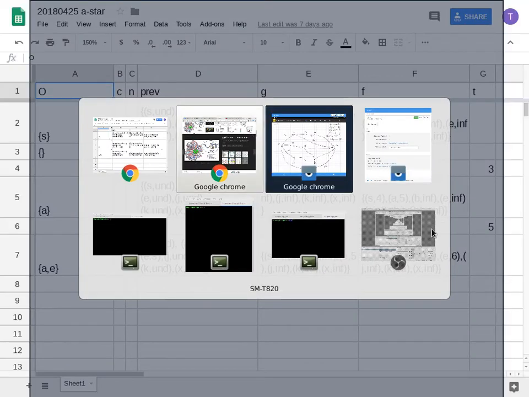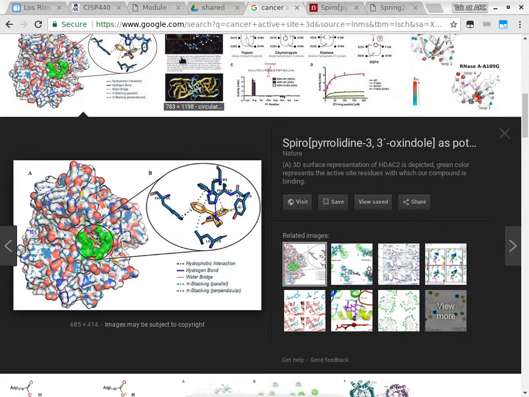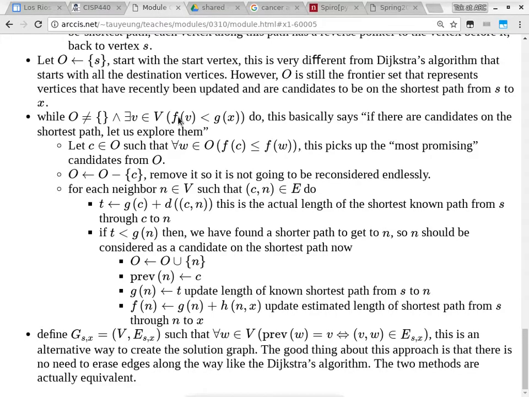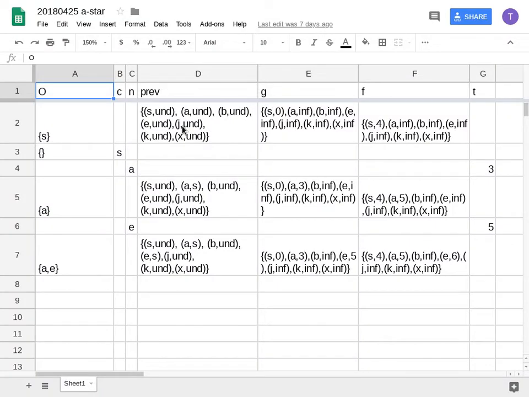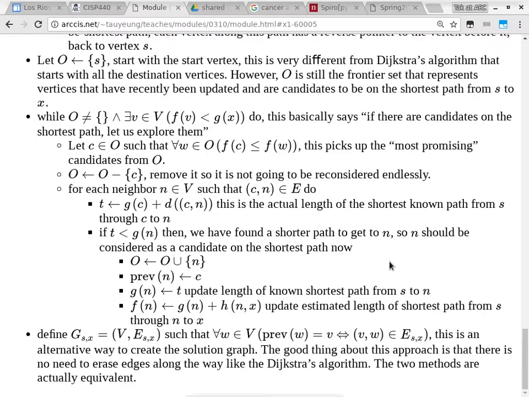Let me go back to the algorithm first. Okay, I think the algorithm is over here. So we are basically asking this part of the question, is there at least one vertex such that f of v is less than infinity? Because we know g of x is infinity at this point. So we check out the trace, we look into f, and we got plenty of vertices with an f value that is less than infinity. So that means we have now satisfied both conditions of the while loop, and we have to go for another iteration. All right, so getting back into the algorithm itself.